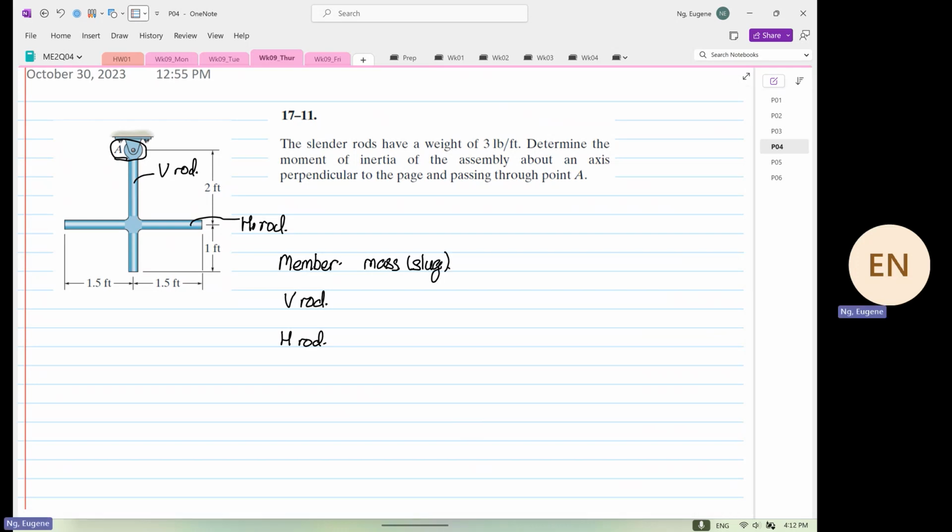Remember what I told you? One slug is equal to 32.2 pounds. So we have our vertical rod. The mass is equal to 3 times 3, because the vertical rod's length is 3, right? Then we divide by 32.2. So 3 times 3 divided by 32.2.